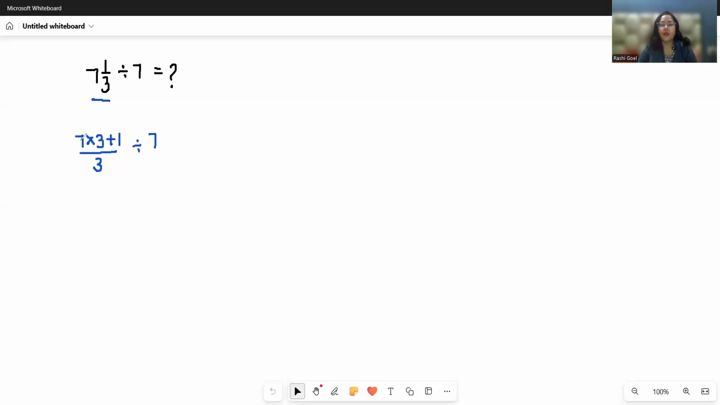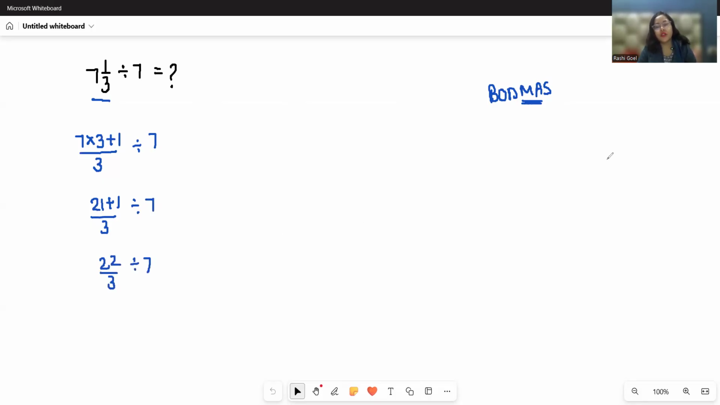So we are going to use BODMAS rule here because we have been given division and addition. So this rule helps us to choose which operation we have to solve first. So if we have been given multiplication and addition, we have to solve multiplication first. So it's 21 plus 1 by 3 divided by 7. So it's 22 by 3 divided by 7.